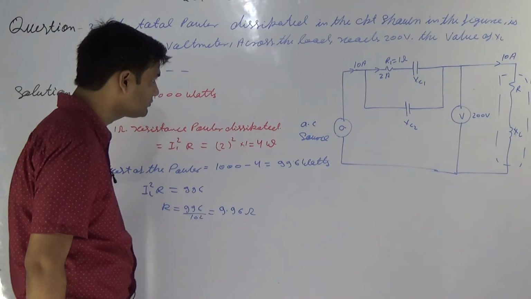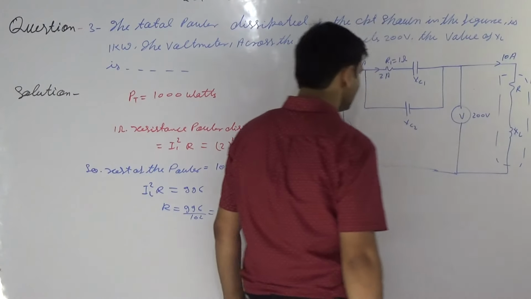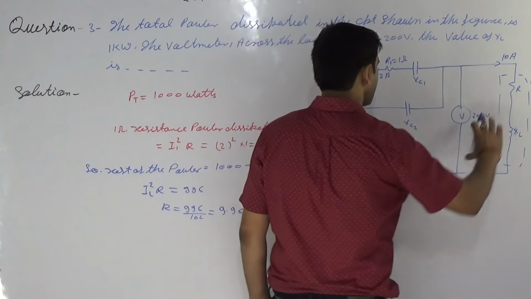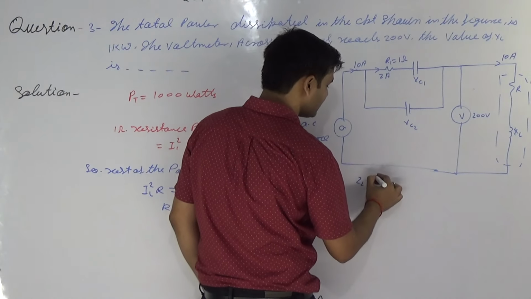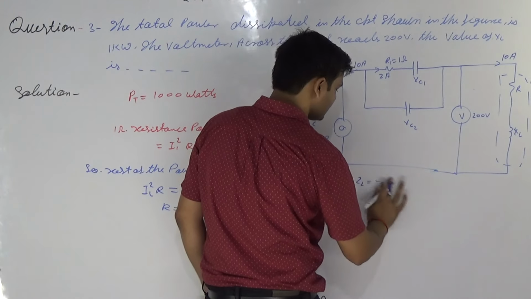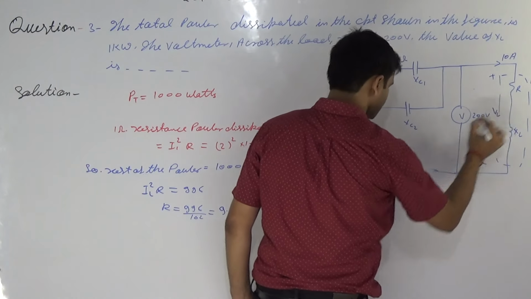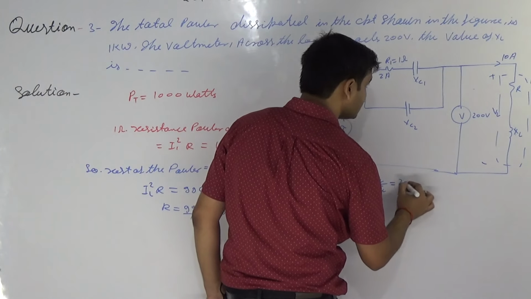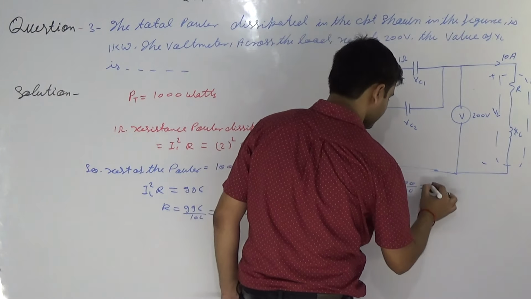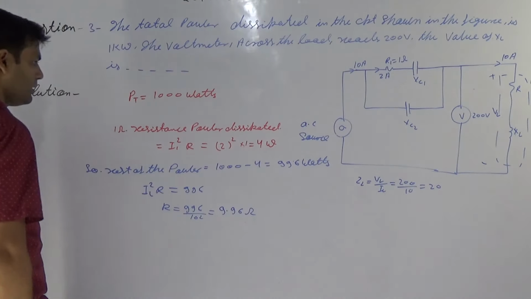Now the voltage across the load is 200. Impedance ZL is equal to load voltage VL upon load current, which is 200 divided by 10. This is 20.